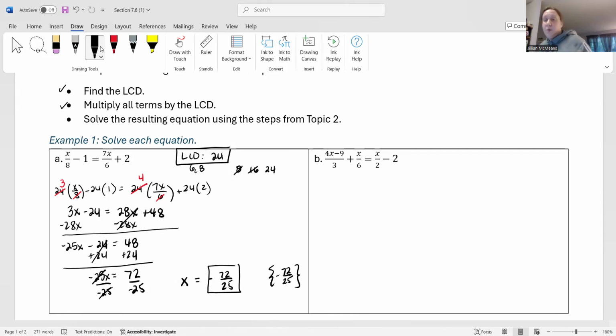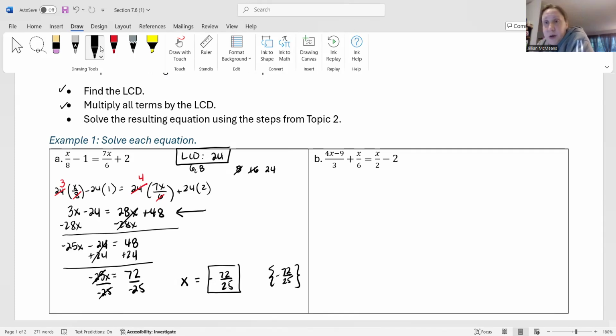When you have an equation that contains fractions, find the LCD, multiply by the LCD, and then you have something like this that no longer has fractions. That same step is going to follow us into the next big concept, okay? But for now, let's look at part B. So part B is very similar to part A.